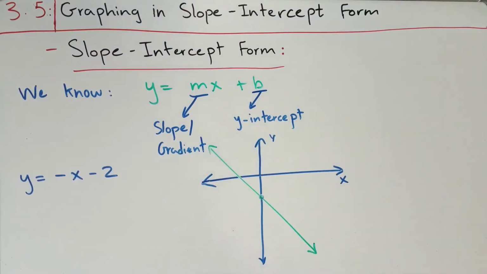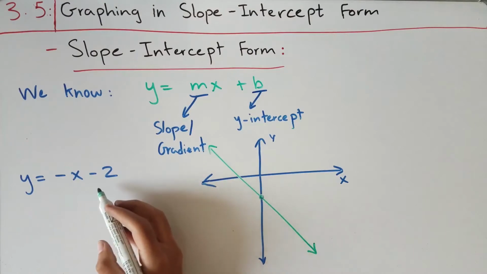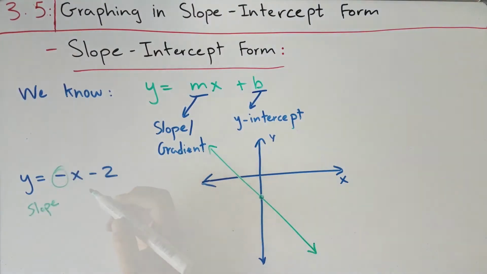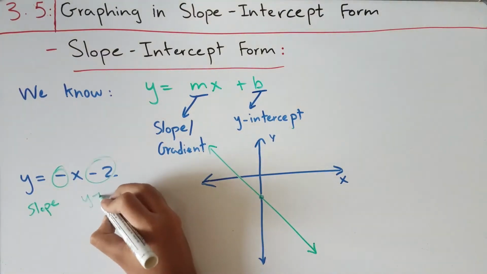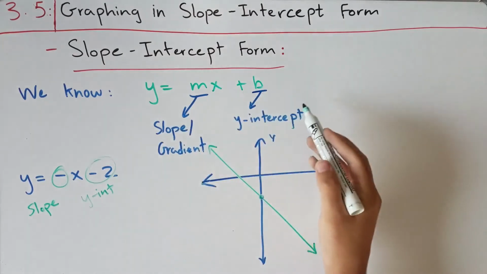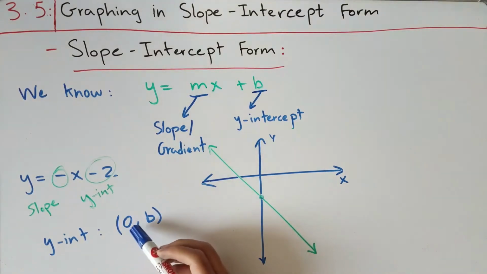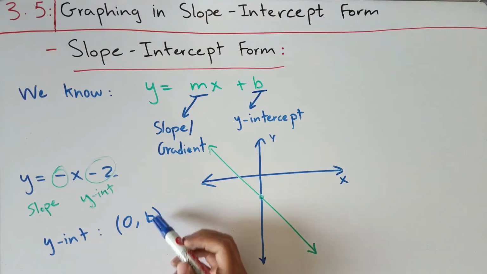Another equation that you could have is y equals negative x minus 2. In this case, you know that negative 1, which is the coefficient of x, is your slope. And the negative 2 that follows the coefficient and the variable is your y-intercept, as we know from the equation form that b is your y-intercept. The coordinates of the y-intercept for any equation are given by the point 0, b, where you plug in 0 for x and you get some value b.